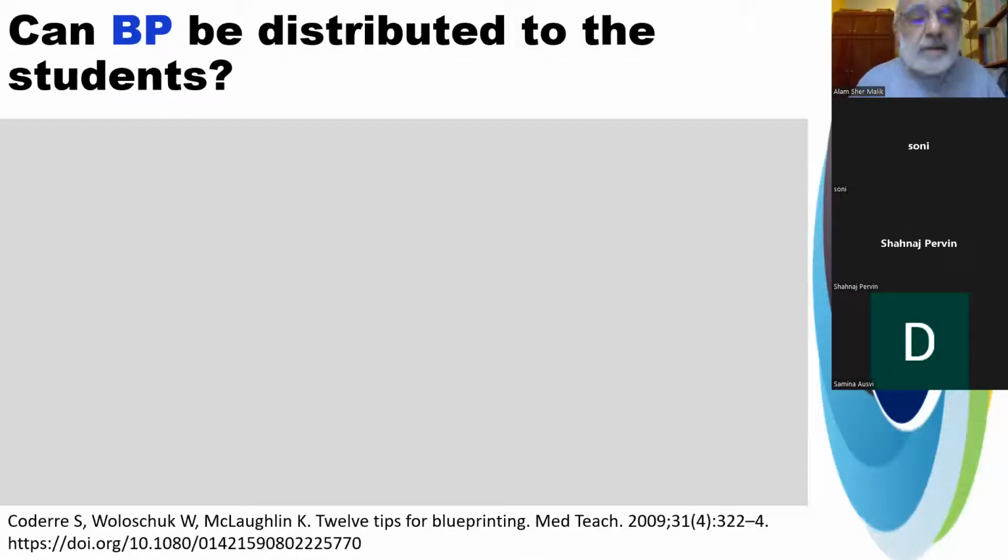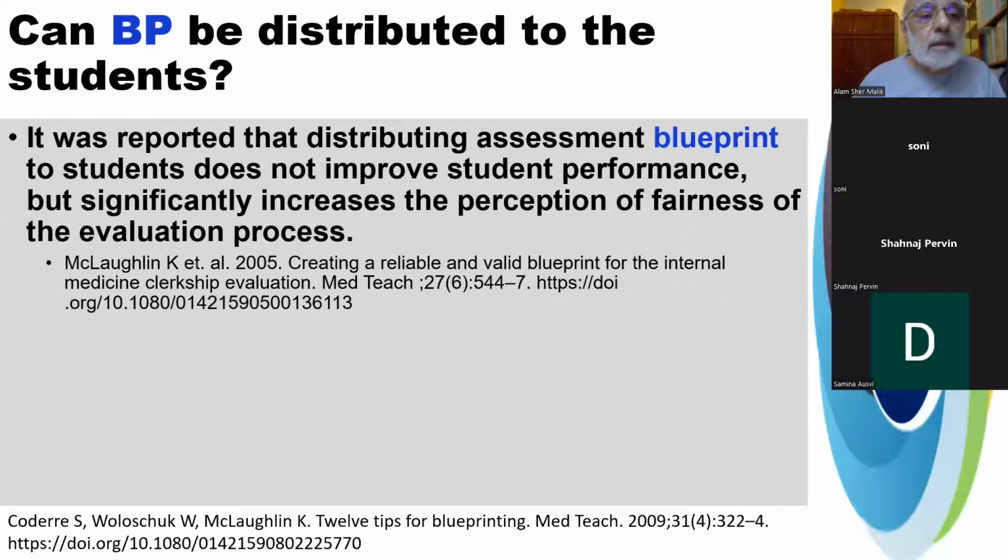Now, another interesting question, can blueprinting be distributed to the students? It was reported that distributing assessment blueprint to students does not improve students' performance, but significantly increases the perception of fairness of the evaluation process. So students feel that it is very fair that they know what they are being examined for.